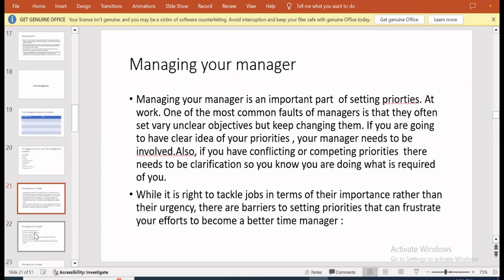So how can you manage your time? Managing your manager is an important part of your strategy. If you can manage your manager, this is one of the ways, because sometimes your manager is not clear on objectives and keeps changing them. बॉस को ही कुछ पता नहीं है क्या काम है, क्या दे रहा है, क्या नहीं दे रहा है, उसका खुद का प्रायोरिटी नहीं. So if you can manage your manager, that means whenever he is allocating the work, you discuss with him, you fix the priorities.